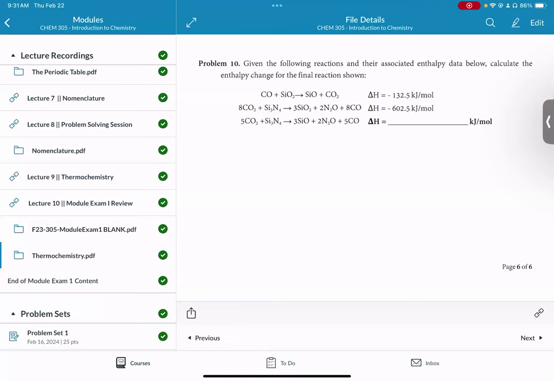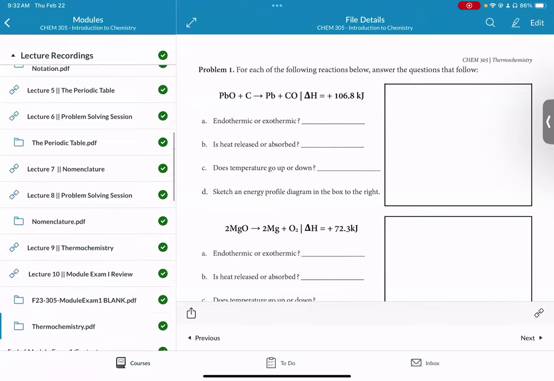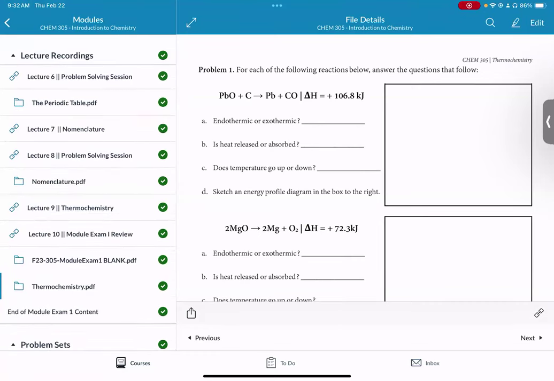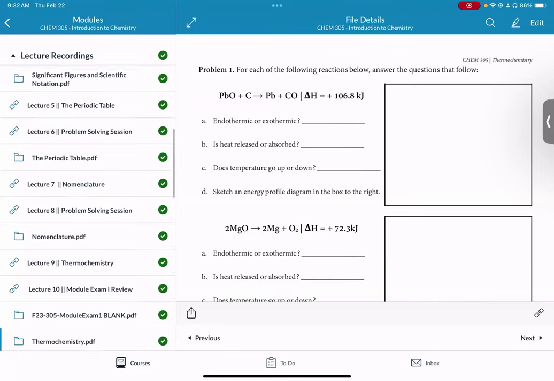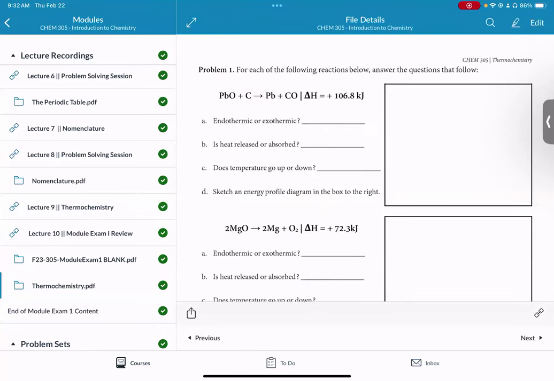Let's say Sunday. Yes, I'll put out a Canvas announcement as well, but they're right here under lecture recordings. You'll see them labeled under problem solving session. So I've uploaded the relevant worksheet to that problem solving session. There are four. We have scientific notation and significant figures, periodic table, nomenclature, and thermochemistry. Complete it all, you get 10 points. Complete only one, 2.5 points. That's how it works. Yes. Then, yeah, I'd give you the 110 if you really want it.